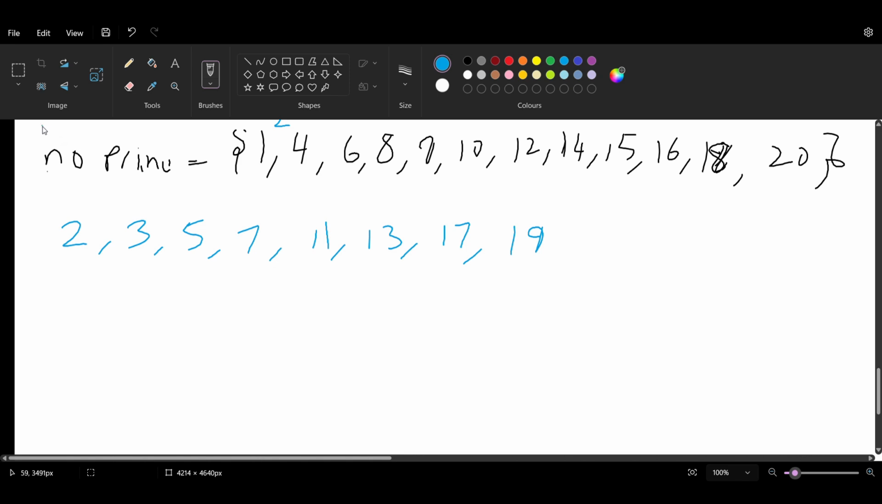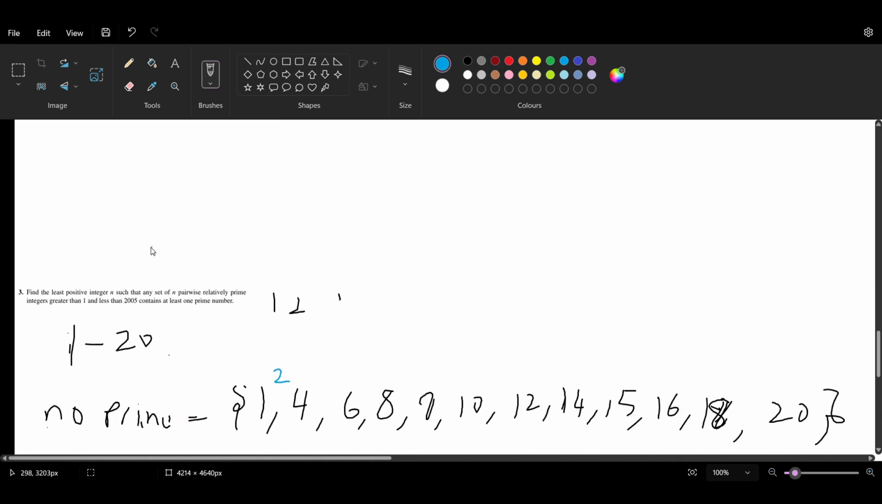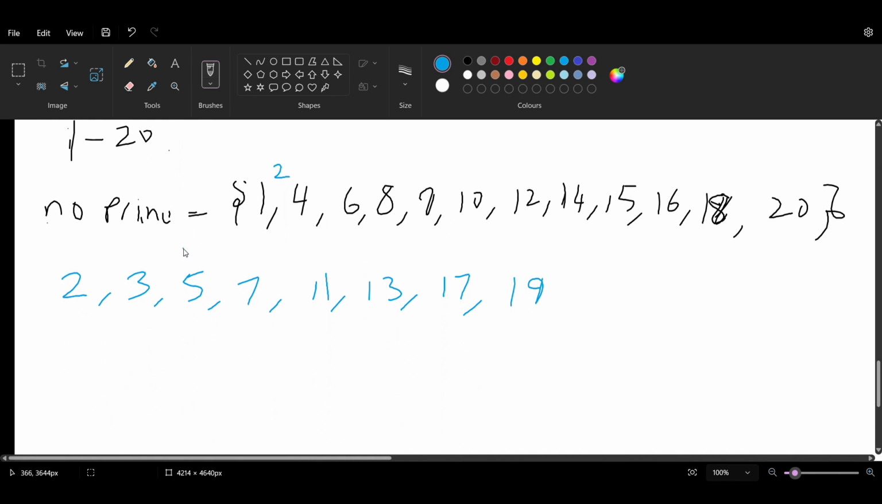So if you want to form the smallest set, because they ask for the least n, that contains numbers from 1 to 20 that are all relatively prime and do not have a prime number, there are ways we can do it, but one of the surest ways is that instead of taking prime numbers to form the relatively prime set, we take the squares or powers of the prime numbers to form that set.